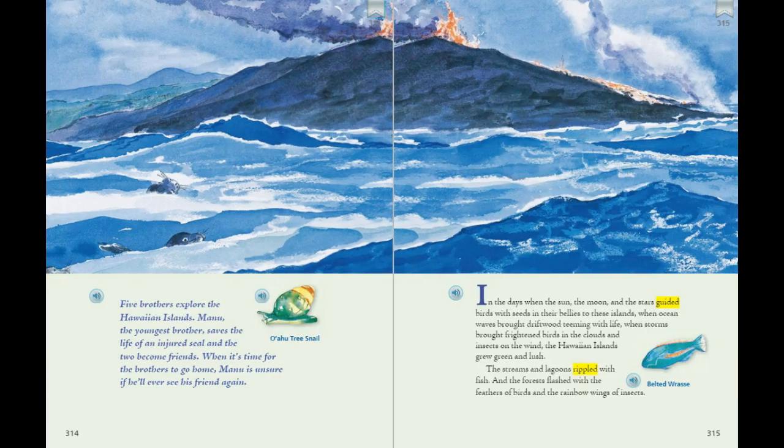I want you to pause the video now and read Dog of the Sea Waves. It starts on page 314 and ends on page 329. So pause the video, read those pages, and come back when you're done so we can think through the text.